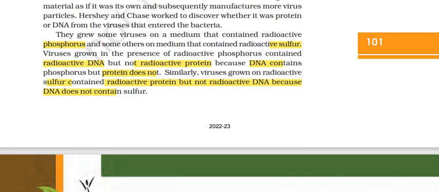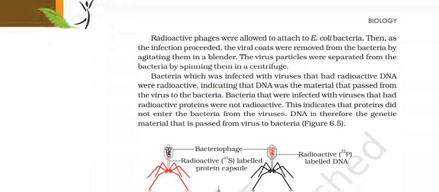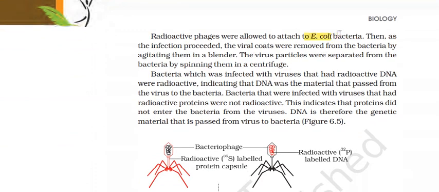Moving on. Radioactive phages were allowed to attach to E. coli bacteria. Then as the infection proceeded, the viral coats were removed from the bacteria by agitating them in a blender. The virus particles were separated from the bacteria by spinning them in a centrifuge. हम अलग कर रहे हैं अब इनको because already they have attached to the bacteria. The bacteriophage is attached to the bacteria.